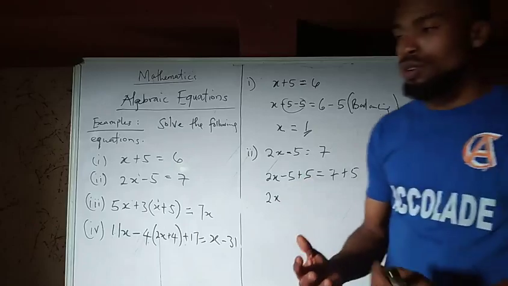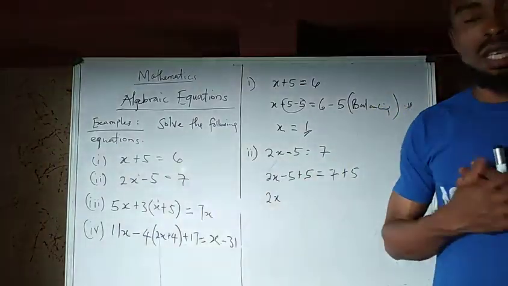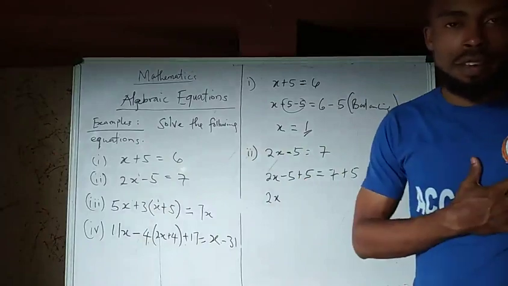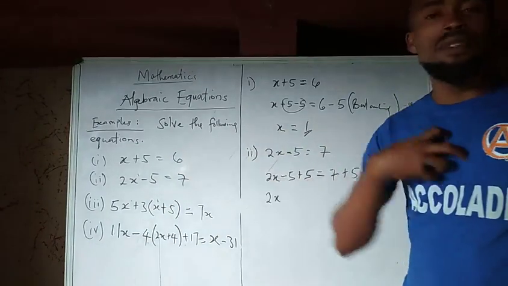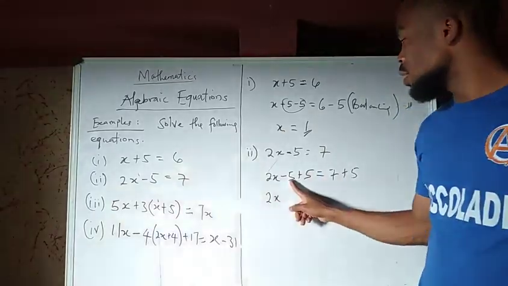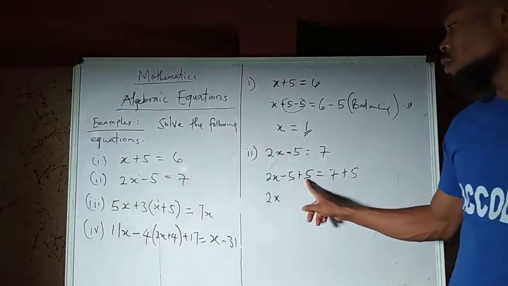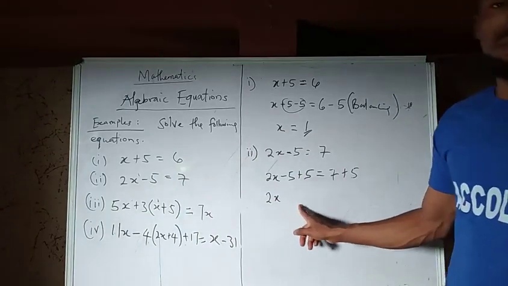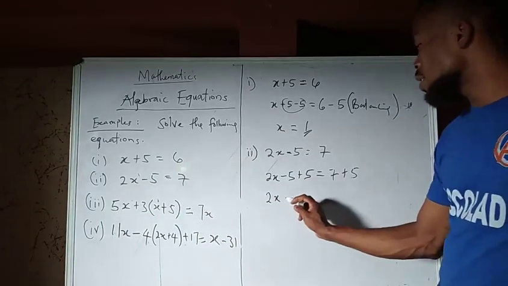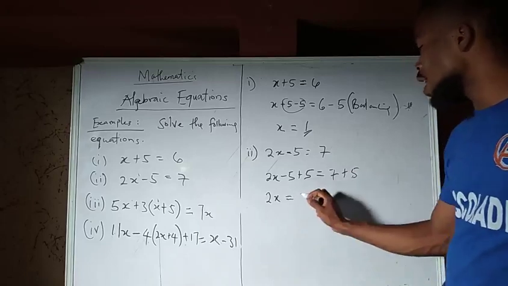Let's say you are owing 5 to Mr. A, and Mr. B gives you 5. So what does that mean? This is what you owe. This is what you're given. So you're going to use this and pay this off, right? So you'll be left with nothing. So 2x will be equal to 7 plus 5, which is what?